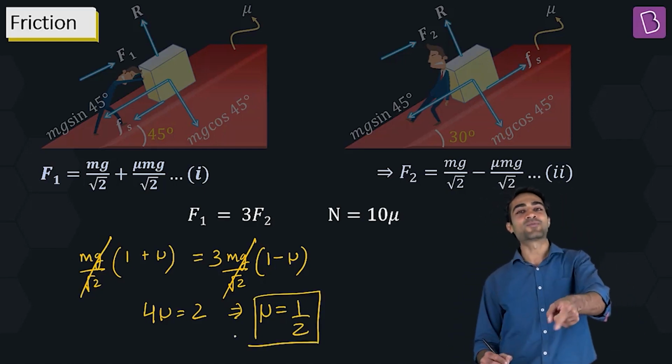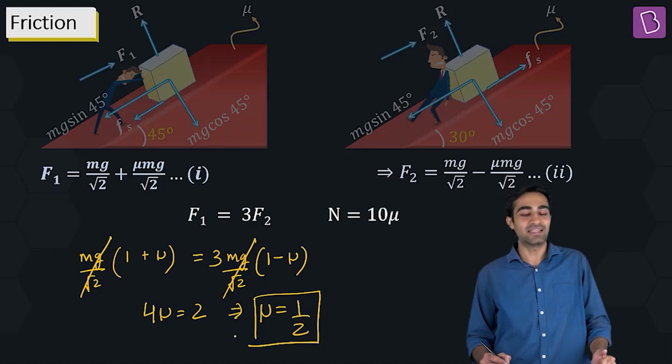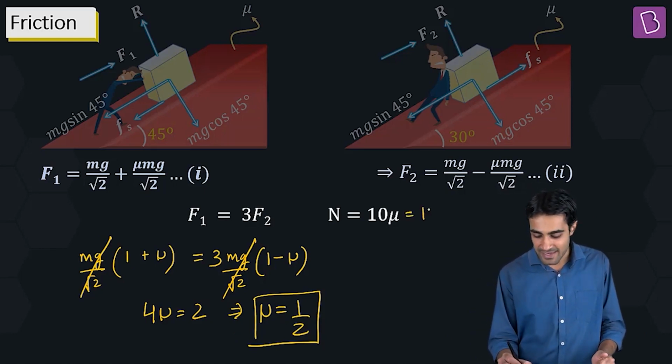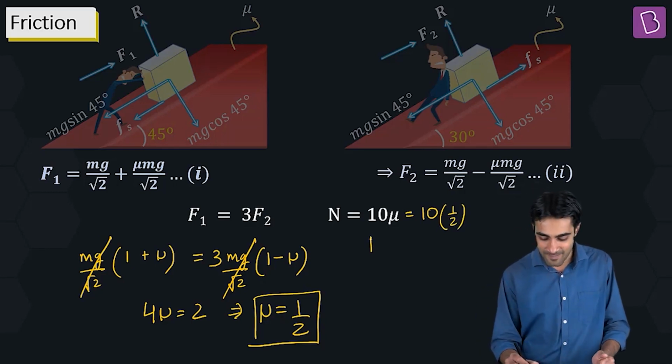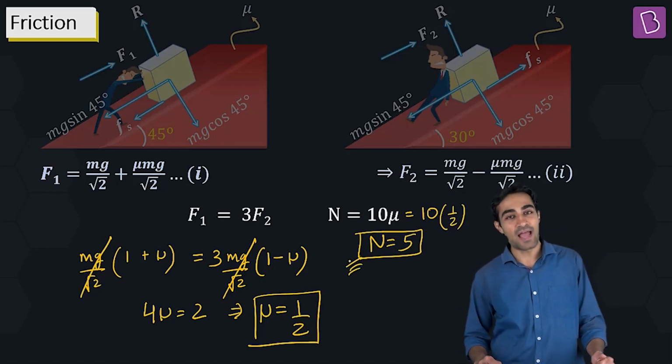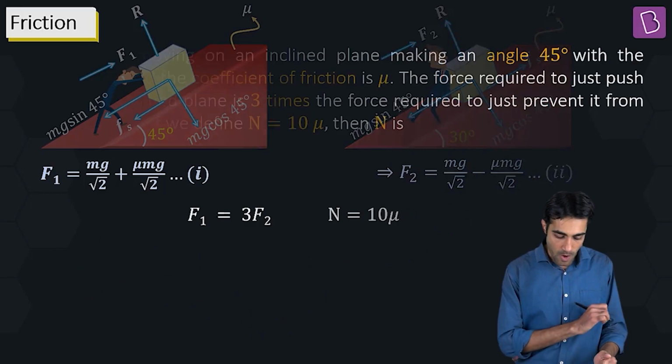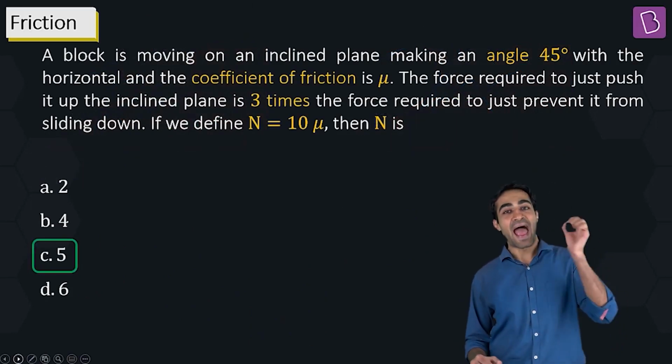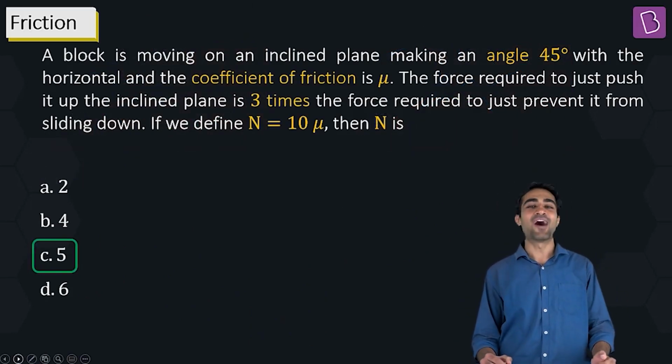And when mu is half, can you find the number n? Yes, very easy. So this number n is 10 times of half. And this number n is actually 5. So we got our answer. N should be 5, and we can mark option C, 5, as the correct answer for our question.